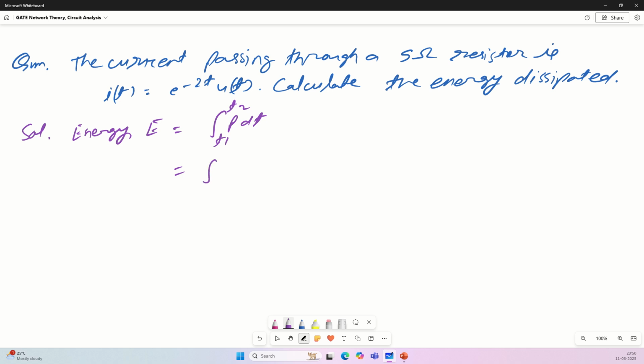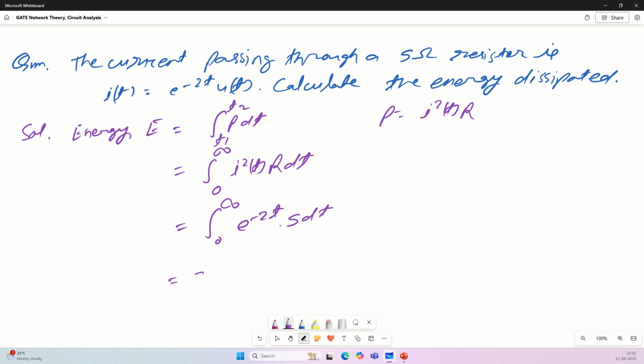So it is nothing but integration. Since this is u of t, I can write it down 0 to infinity. And P is nothing but what? P is equal to I square of t into R, right? So you already know, I square of t into R dt. So that is going to be equal to integration from 0 to infinity. I is how much? e to the power minus 2t. u of t is cancelled because I have already taken 0 to infinity, into 5 dt.